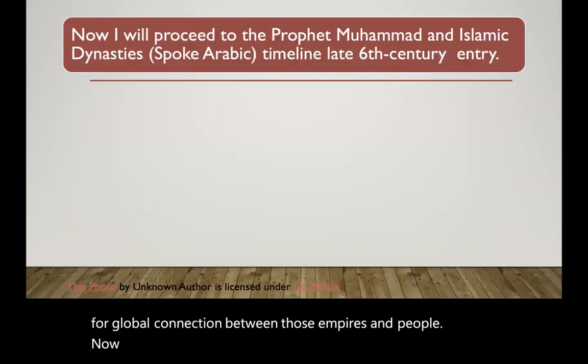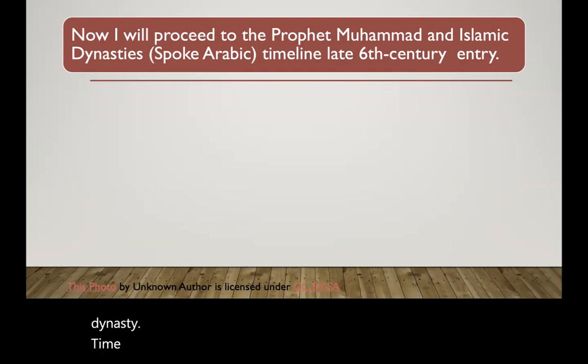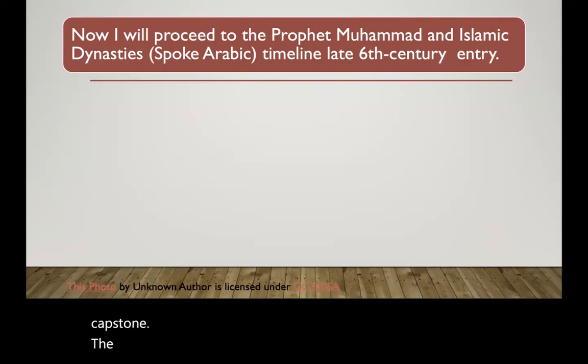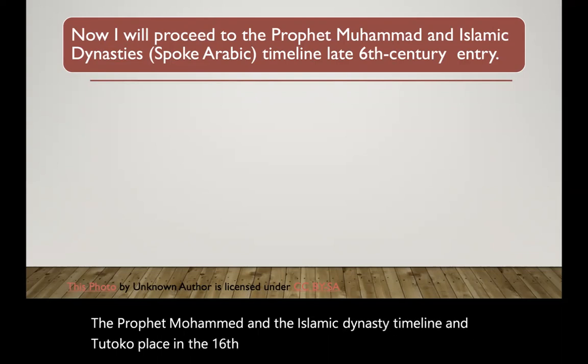Now I'll proceed to the Prophet Muhammad and the Islamic dynasty timeline entry, which is going to add the Arabic language to my capstone. The Prophet Muhammad and the Islamic dynasty timeline entry took place in the 16th century in the Middle East.